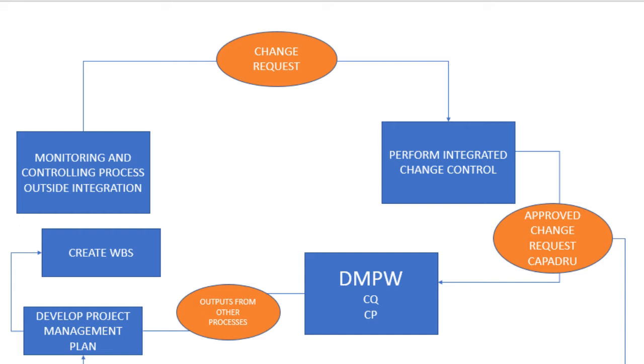What I'm showing you on the screen is a theoretical map of what I just talked about. You get approved change requests, which could be corrective action, preventive action, defect repair, updates, right? Those go into direct and managed project work. And then you get outputs from other processes going into develop project management plan. So some of these, you could look at as updates of all sorts. Okay?